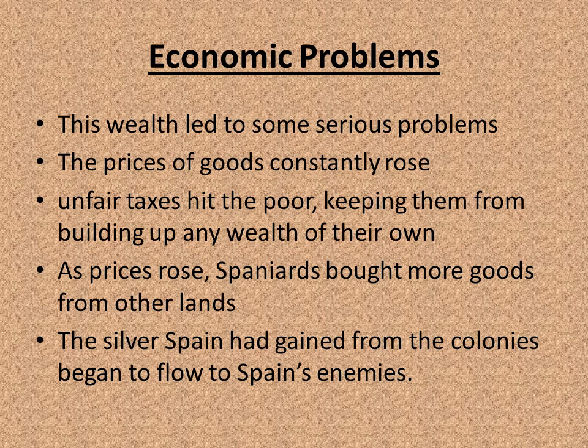As prices rose, Spaniards began to buy goods from other places in Europe, where the prices were probably less expensive. Because of this, all of that gold and silver that Spain gained from their colonies began to flow to Spain's European enemies, as the Spanish used that gold and silver to pay for foreign goods. This made Spain weaker and its European enemies stronger.